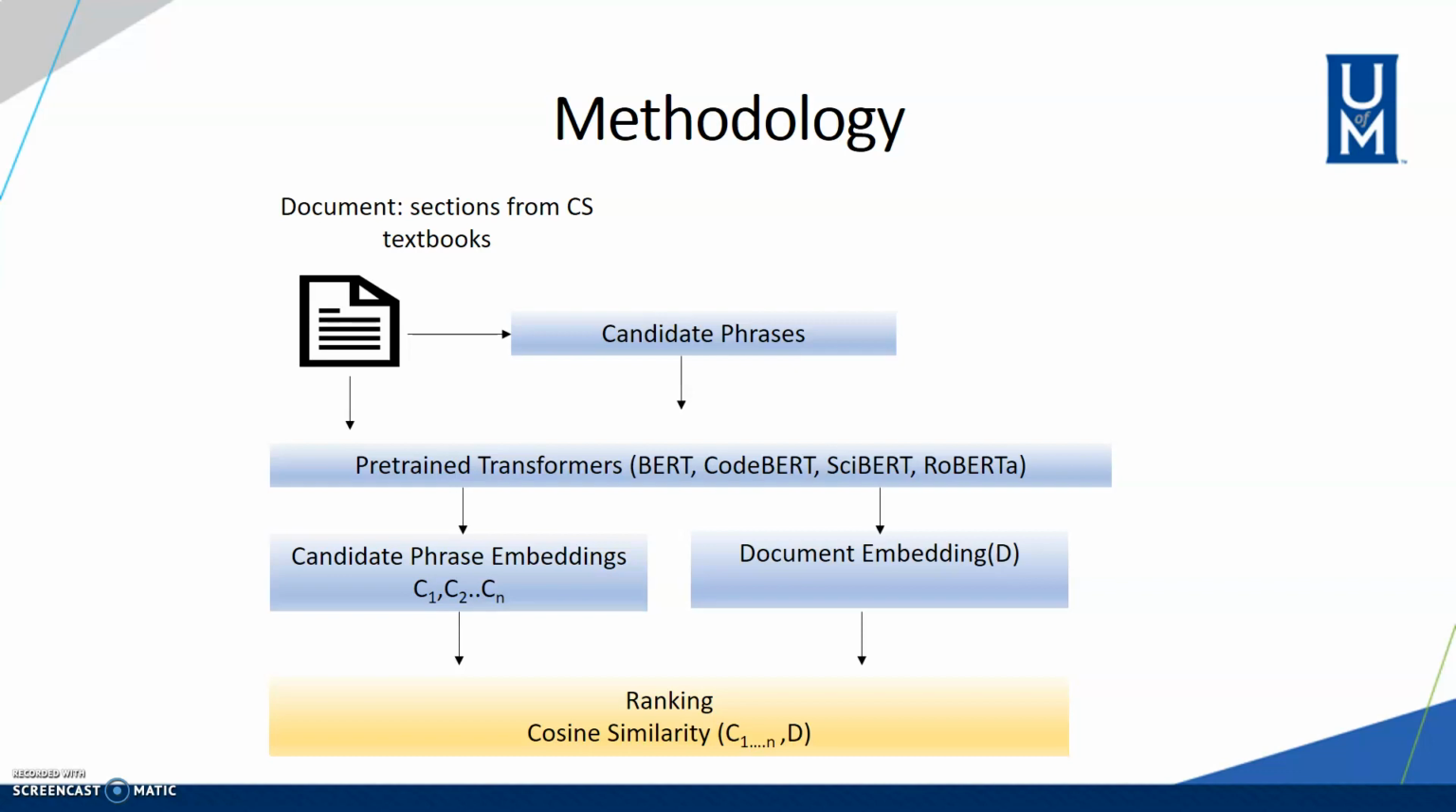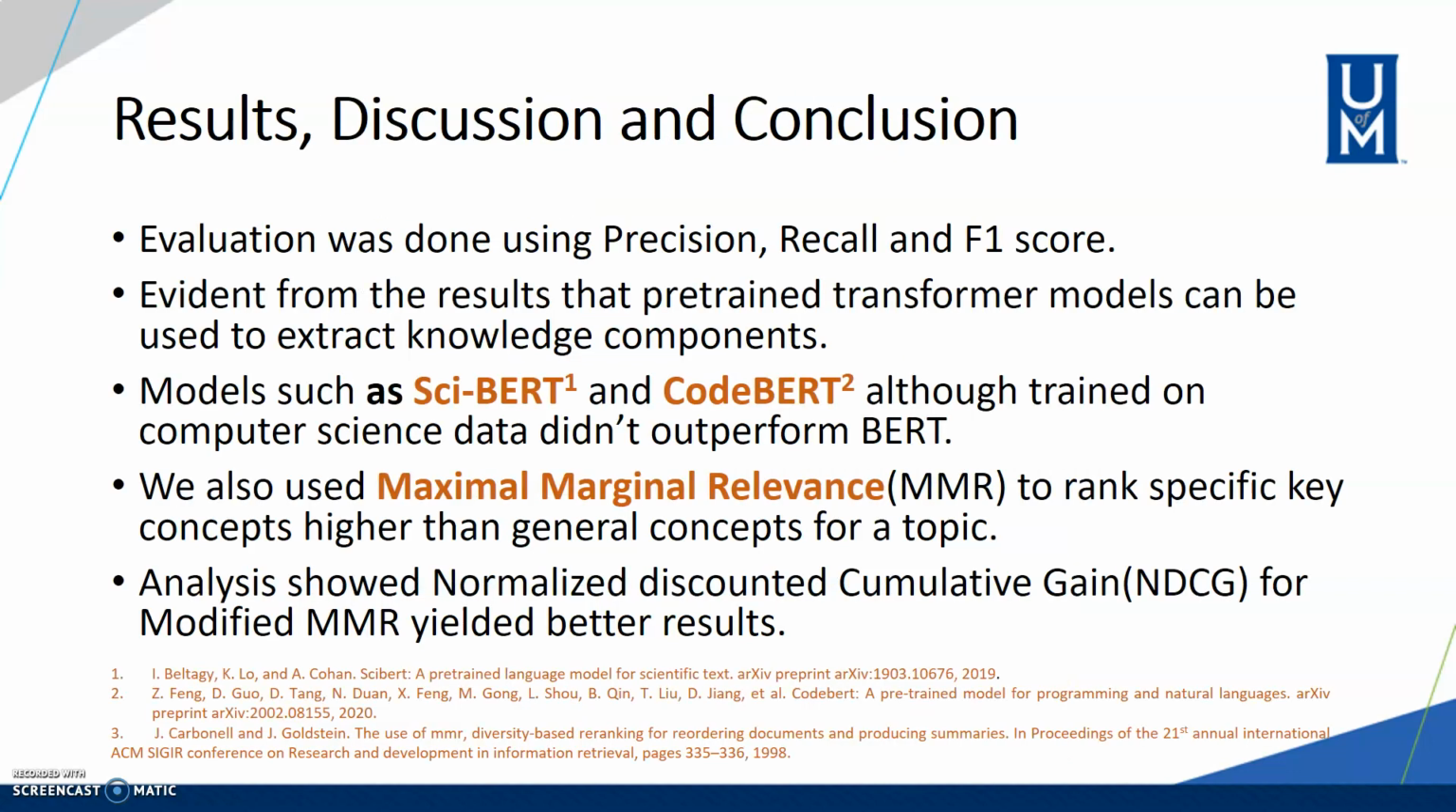As we can see, we have used embedding-based ranking approaches for knowledge component extraction. Specifically, we used four different transformer-based models, BERT, CodeBERT, SciBERT, and RoBERTa, to see if domain-specific transformer models such as CodeBERT and SciBERT have any advantage, given that they're trained on computer science data. We used cosine similarity and maximum marginal relevance as our evaluation metric for the study.